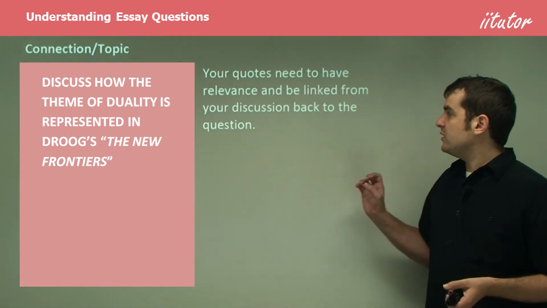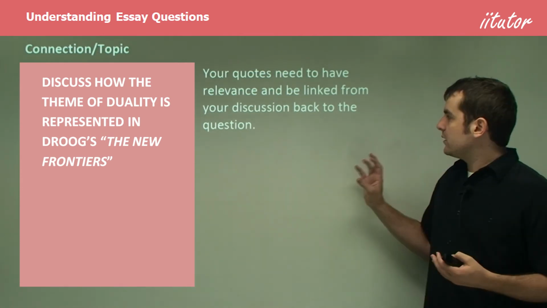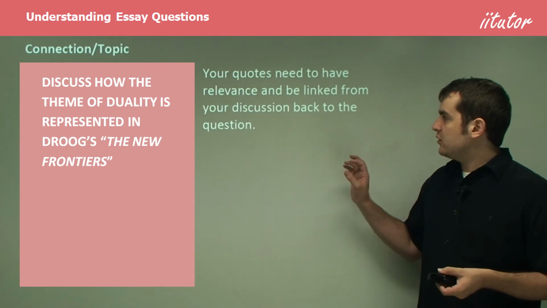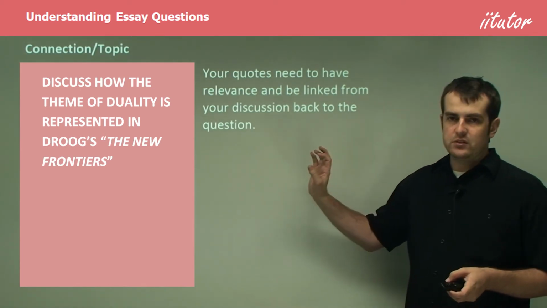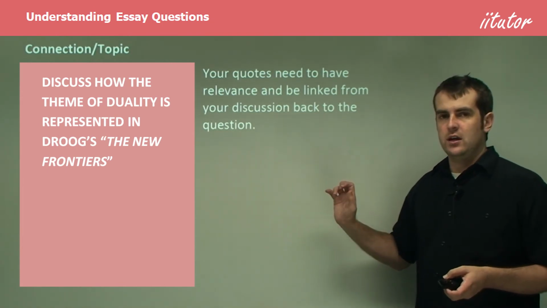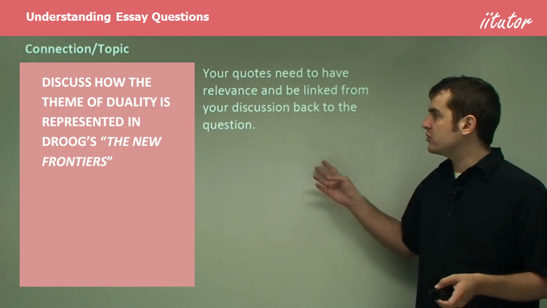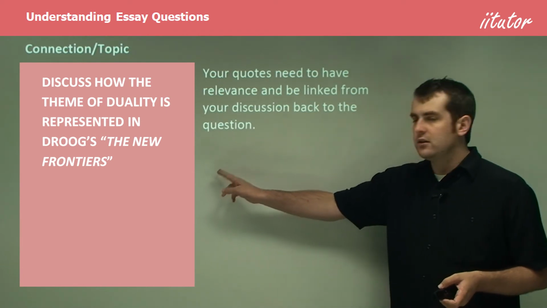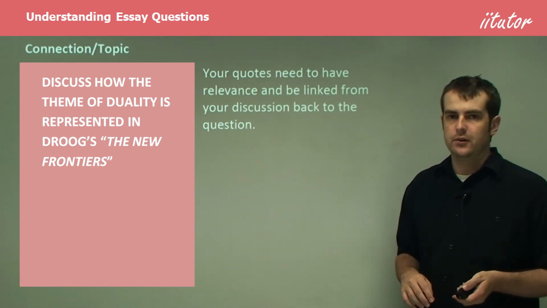Now, your quotes need to have relevance. You need to pick something that's going to actually mean something, linked from your discussion straight back to the question. Immediately, you go from your quotes or your evidence, you develop your discussion, and then the final step is to make sure that it goes back to the question again. And if it doesn't, make sure it does. Put a line at the end of the paragraph which puts everything you've just written and goes straight towards that idea of looking at the question, because that is the main part of what it is you need to do.